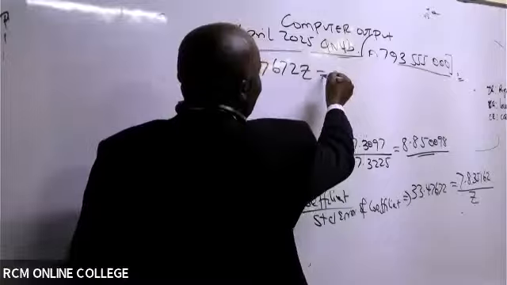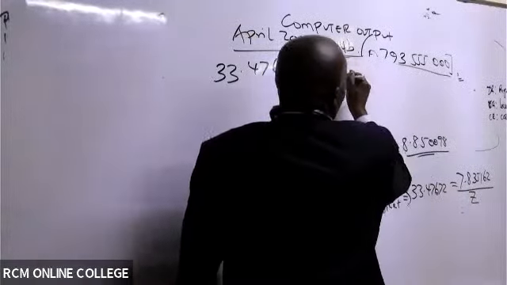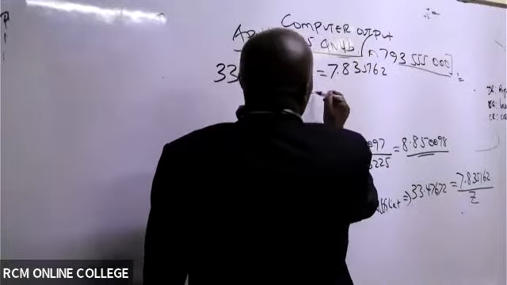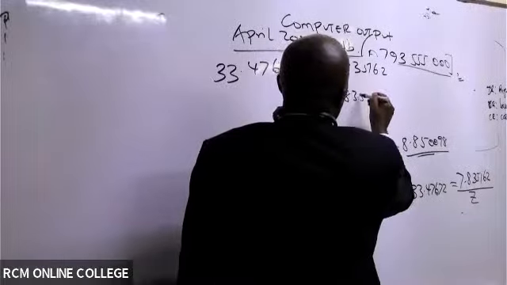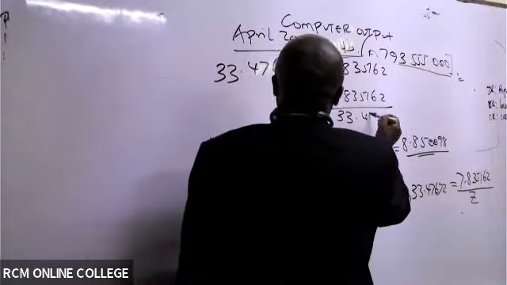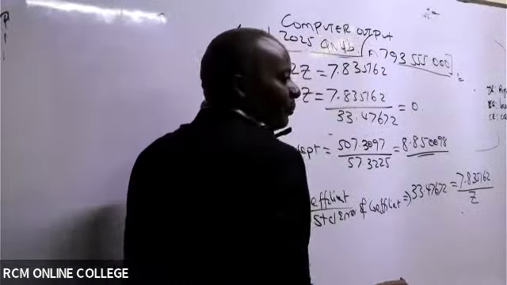So we are making Z the subject of the formula. I'm bringing this Z here, equals 7.835162. Therefore, Z will be 7.835162 over what here, somebody? 33.47672, like that. Which ended up giving you guys what figure?